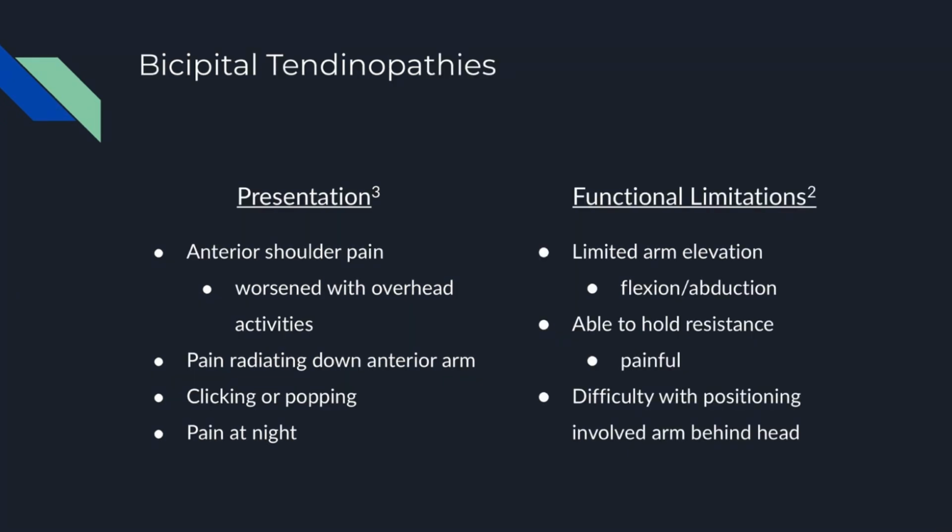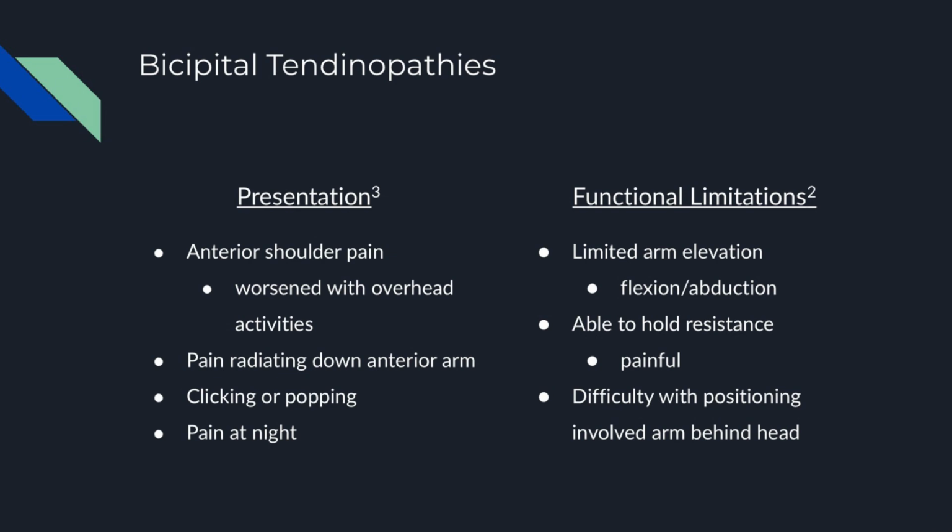But how it presents in clinic, the clinical manifestations: it's anterior shoulder pain. They'll come in and say, you know, when I reach up, that's how I reproduce these symptoms. Sometimes there's pain radiating down the arm. Sometimes they'll talk about a clicking or popping that could happen if there's possibly slight subluxation. They have pain at night.